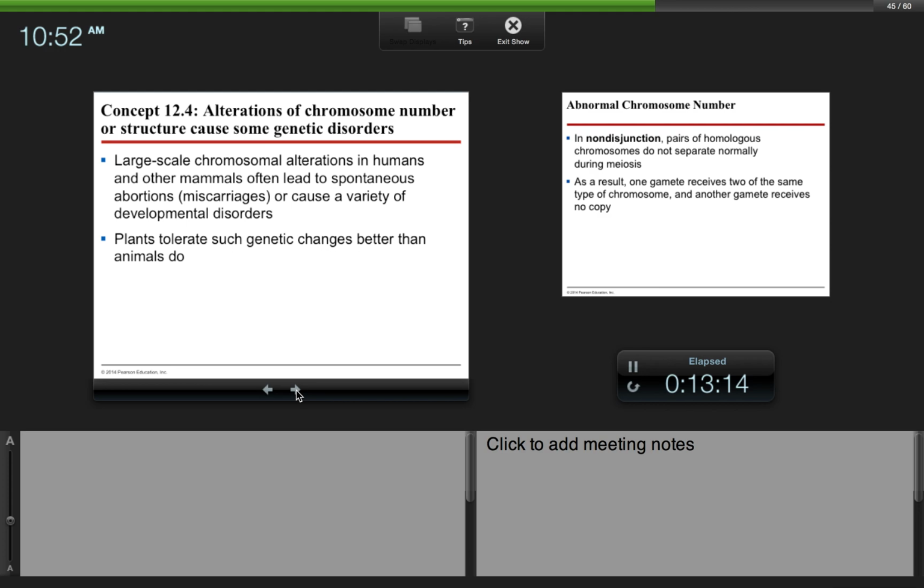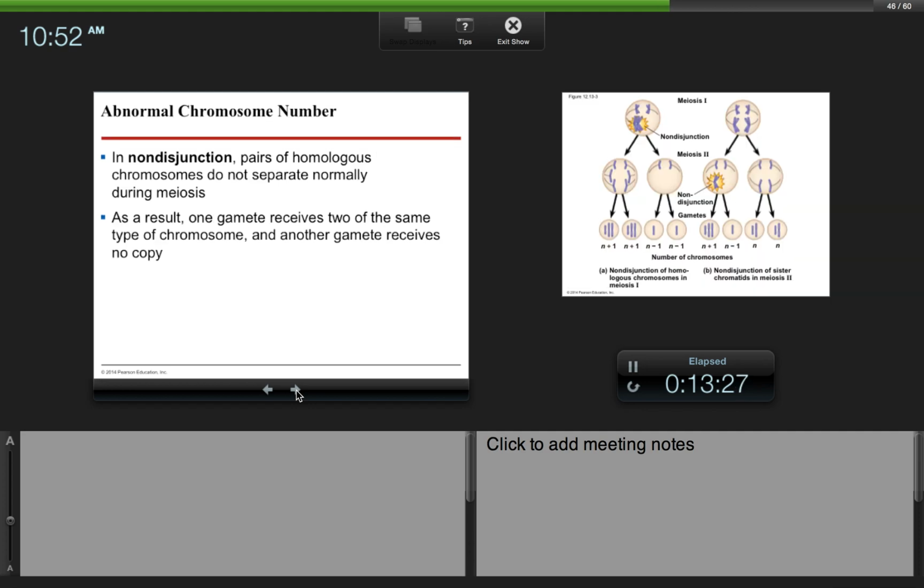Large-scale chromosomal alterations in humans and other mammals often lead to spontaneous abortions or miscarriages or cause a variety of developmental disorders. Plants tolerate such genetic changes better than animals do. In non-disjunction, pairs of homologous chromosomes don't separate correctly during meiosis. As a result, one gamete receives two of the same type of chromosome and another gamete receives no copy.